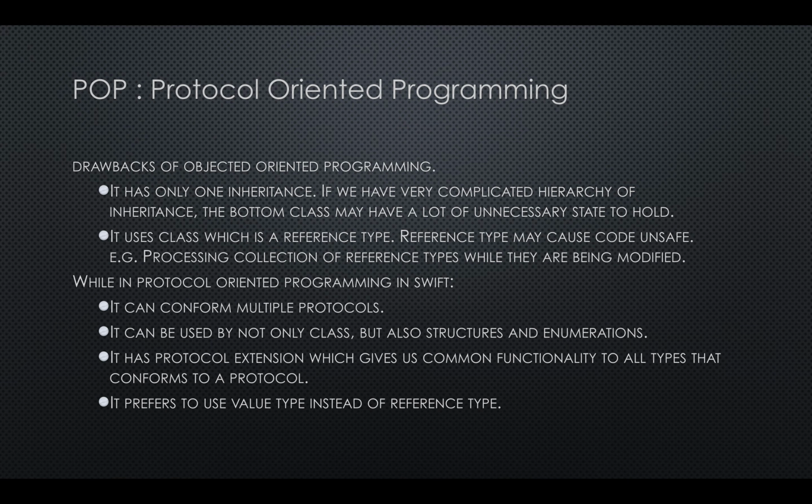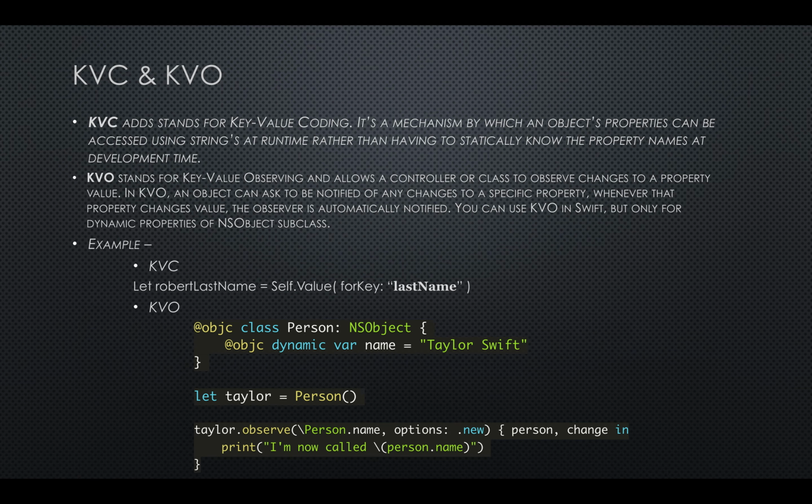Then protocol oriented programming. Swift is protocol oriented programming, and a class can conform to multiple protocols. Even structures and enums can conform to protocols, and you can write protocol extensions which give common functionality to all the classes which conform to the protocol. And protocols are value types instead of reference types.